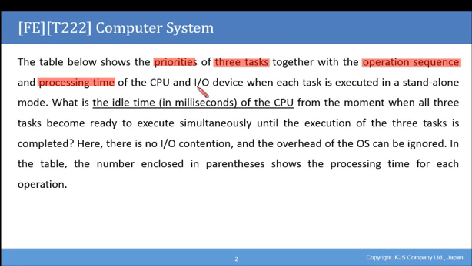This is going to be shown on the next slide, and we'll have a little go over what each of these points mean. What is the idle time in milliseconds of the CPU from the moment when all 3 tasks become ready to execute simultaneously until the execution of all 3 tasks is completed? Here there is no I/O contention, and the overhead of the OS can be ignored. In the table, the number enclosed in parentheses shows the processing time for each operation.